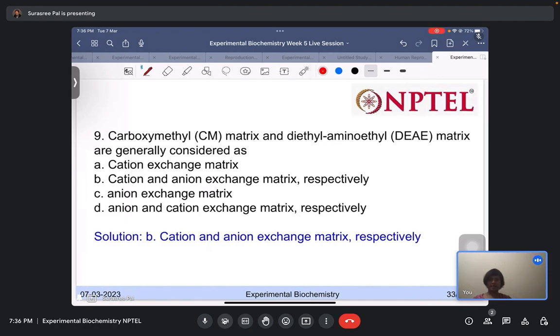So while answering these types of questions, please be very careful. Please always consider what is the charge on this matrix, and then what is the ion that it can exchange. If it is a negatively charged matrix, it can exchange positively charged ions, cations, or if it is a positively charged matrix, it can exchange negatively charged proteins or molecules which are anions.